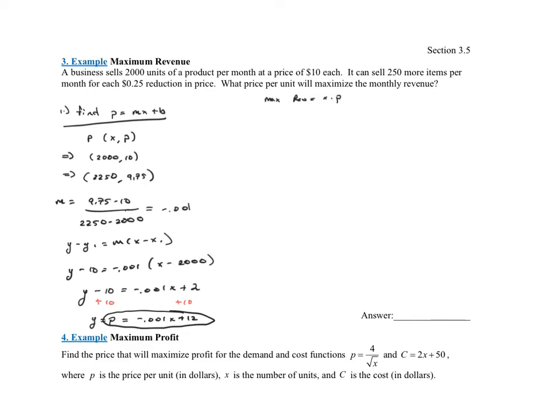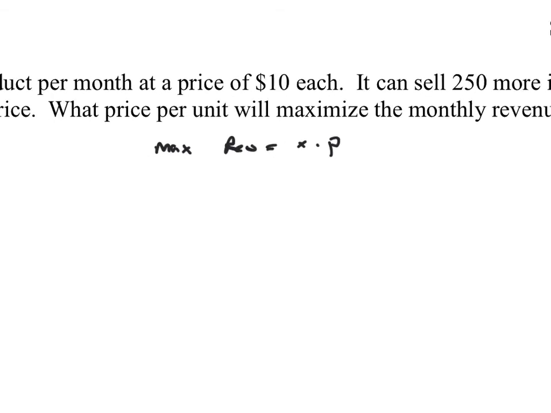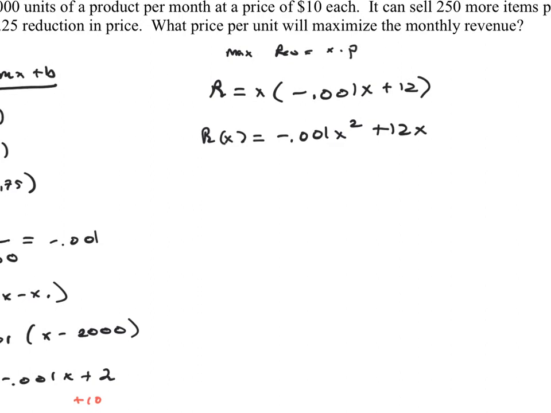That is not what I'm trying to maximize, though. What I'm trying to maximize is revenue. So I need to go back up to my revenue function, which is x times p, using the price demand that I just got. The revenue function would be x times this new price demand, which was negative 0.001x plus 12. Or I could say my revenue function is negative 0.001x squared plus 12x. Now that I finally have my revenue function, I can look at maximizing my revenue.